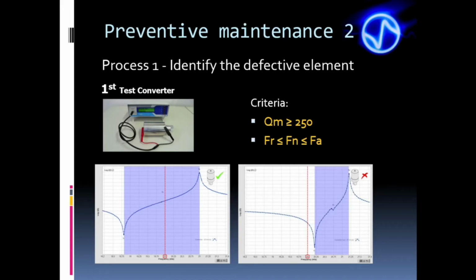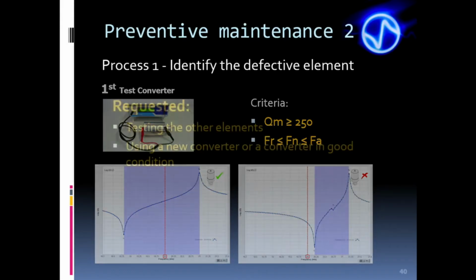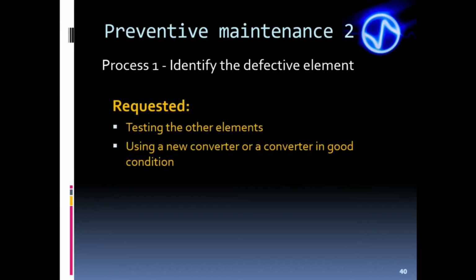If the supplier does not indicate the ranges and tolerance, we recommend the study and creation of more refined criteria by the user. Let me highlight that even when identifying that the converter is defective, we must also test the other elements, which may be damaged as well.